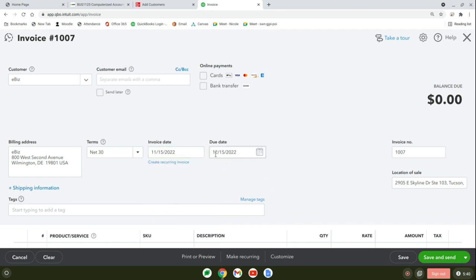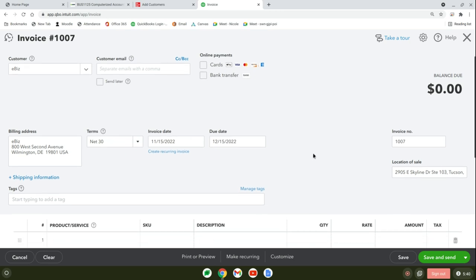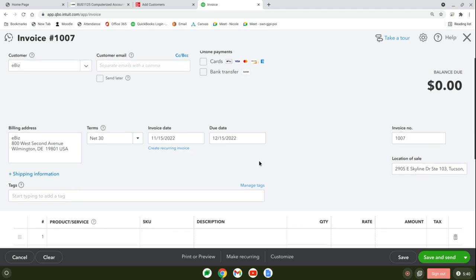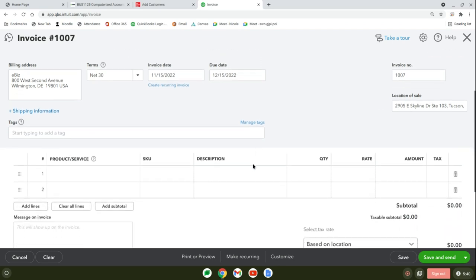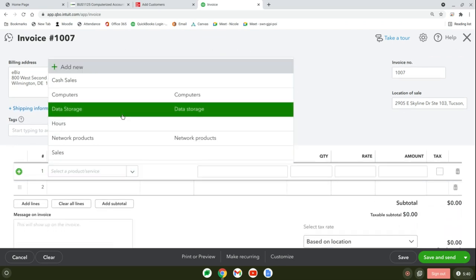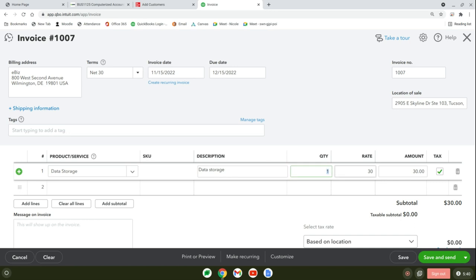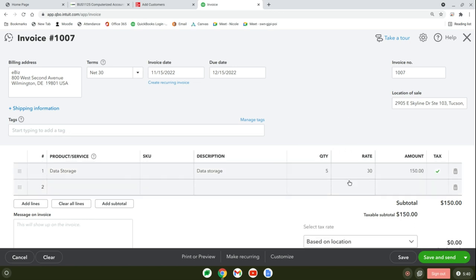And it should populate to 12/15 because it automatically, by default, puts a net 30. I noticed that's something that they didn't add in that we would do. You should see invoice 1007 because that's where we're at, okay? And then you're going to come down and select data storage from the products. And the quantity is 5. We already put the information for data storage when we inputted our product and services, all right? So that information is already in here as far as the rate.